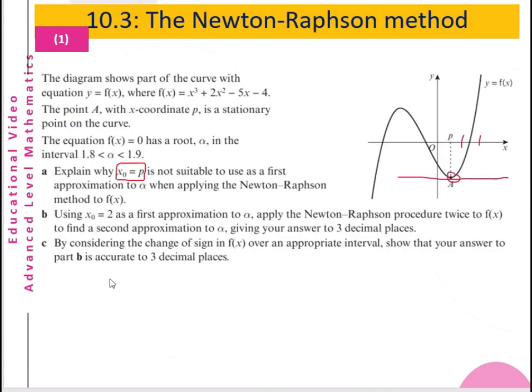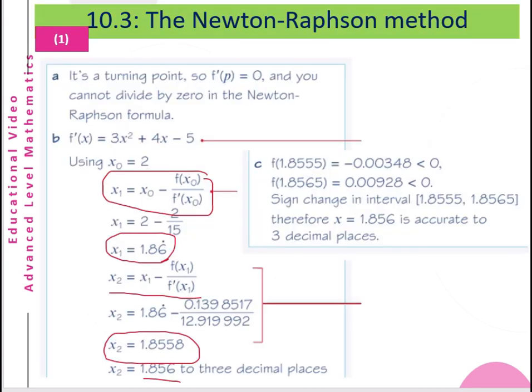1.856. And in part C, by considering the change of sign of f(x) over an appropriate interval, show that your answer to part B is accurate to 3 decimal places. And in part B, we find that it is 1.856.